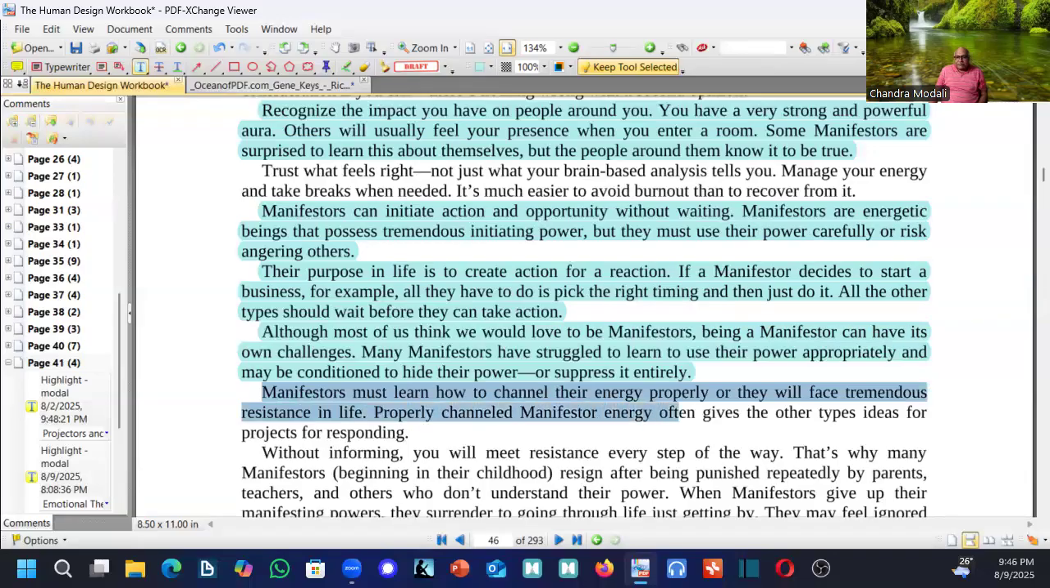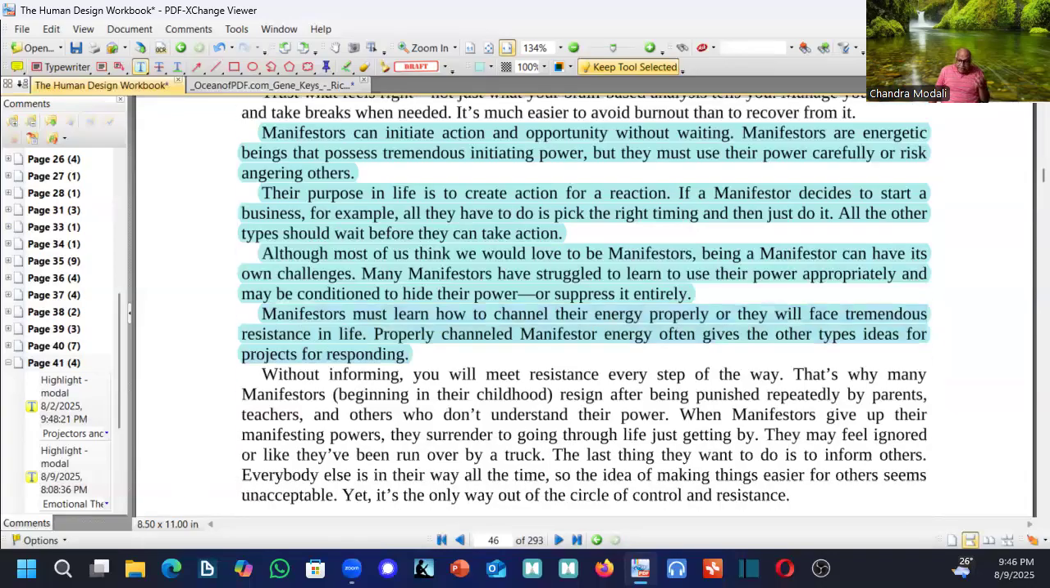Properly channeled manifestor energy often gives the other types ideas for projects for responding. It gives them an opportunity. So he needs to be an opportunity creator, an originator. Without informing, you will meet resistance every step of the way. That's why many manifestors, beginning in their childhood, resign after being punished repeatedly by parents, teachers, and others who don't understand their power.